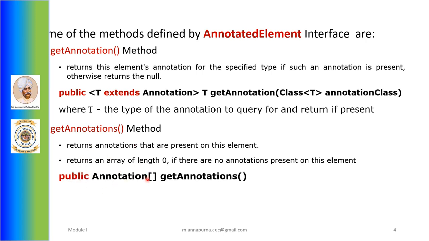This is the syntax of the getAnnotations method. It does not take any parameter, but it returns an array of annotations if at all it is present, else it returns an array of length 0.